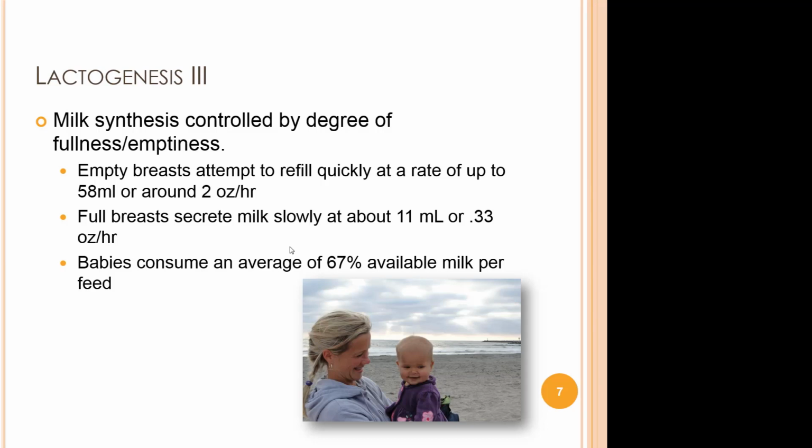Empty breasts attempt to refill quickly at a rate of about 58 mL or around 2 ounces an hour. Full breasts secrete milk slowly at about 11 mL or 0.33 ounces an hour. Babies consume an average of 67% available milk per feed. Therefore, the degree of fullness and emptiness of the breast determines the rate of milk synthesis.